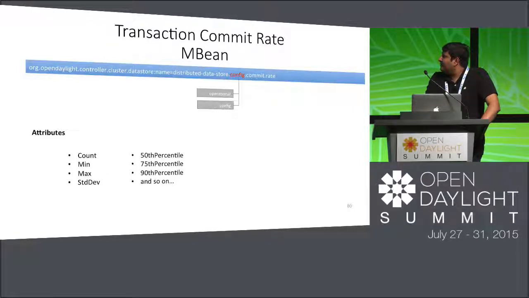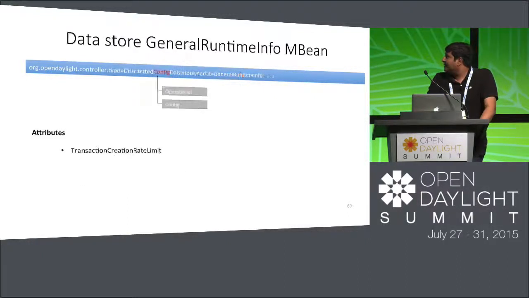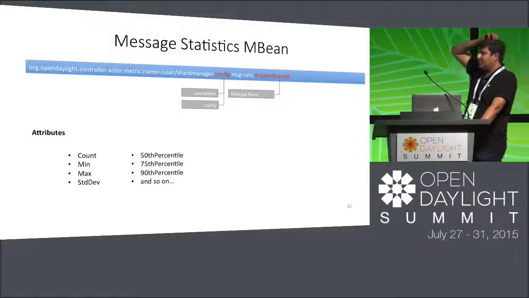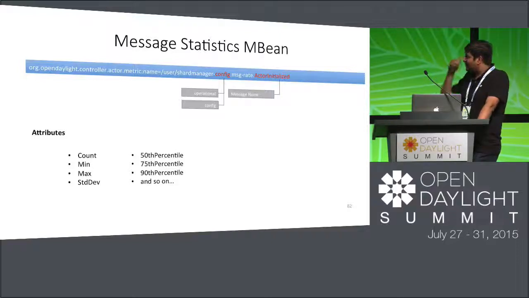And then we have a bean which tells you the details of the commit rate. So how quickly are transactions being committed? How many have been committed? What is the 50th percentile, 75th percentile, and so on and so forth. And then we have a bunch of beans which give statistics about each and every Akka message that occurs in the data store. And this is something which is common with the RPC as well.